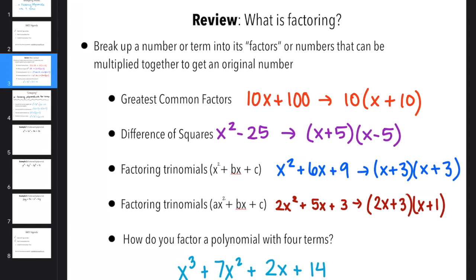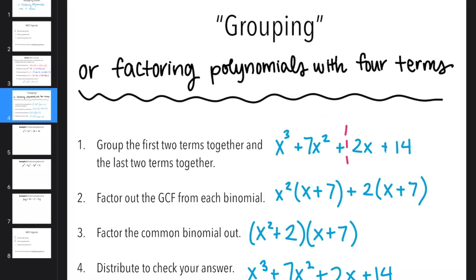And then finally, we're looking at today, what if we do not have trinomials or binomials? What if I have a polynomial? Meaning, what if I have 4 terms? If I have 4 terms, we use a technique called grouping. What you do is you end up kind of dividing your polynomial into sections and factoring those sections.